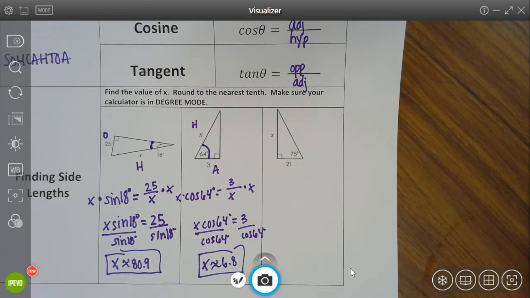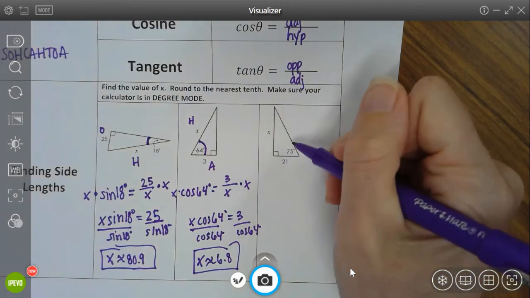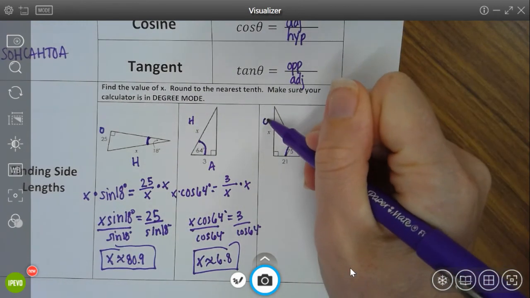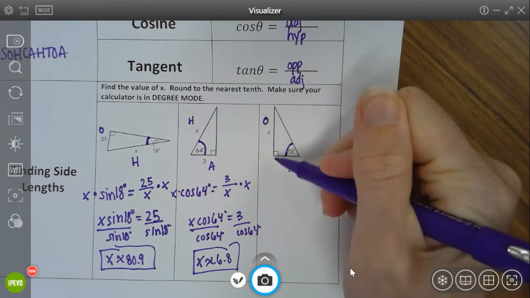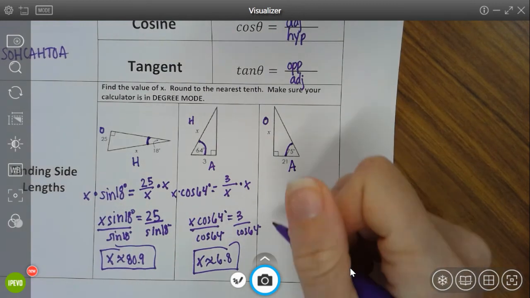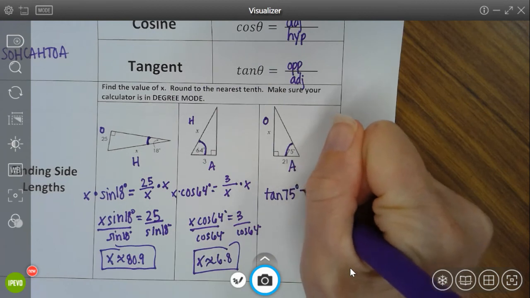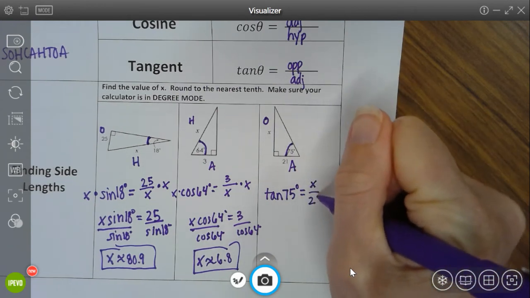All right, we're going to end the video by doing one more example. In this case right here, I have the acute angle of 75 degrees. The x is my opposite leg. The 21 is my adjacent leg. They're both legs because they're both forming that right angle. Opposite and adjacent is my tangent ratio. So I'm going to say tan of 75 degrees. My opposite leg was x. My adjacent leg was 21.